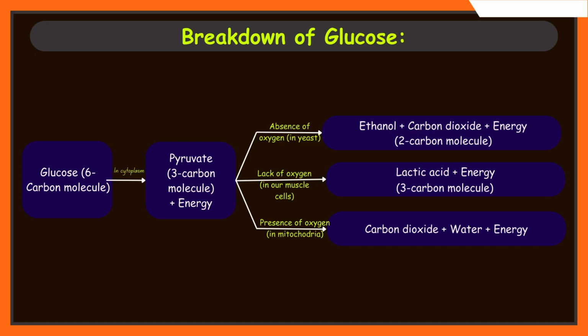When oxygen is available, pyruvate moves into the mitochondria, where it undergoes further breakdown in the citric acid cycle and oxidative phosphorylation, generating much more ATP. In the absence of oxygen, pyruvate is converted into either lactate in animal cells or ethanol and carbon dioxide in yeast through fermentation. This helps regenerate NAD+, allowing glycolysis to continue producing energy. The breakdown of glucose is essential for providing cells with energy and occurs in nearly all living organisms.